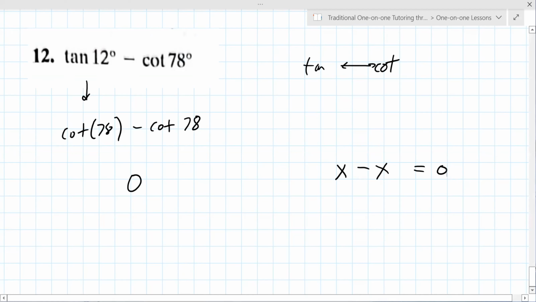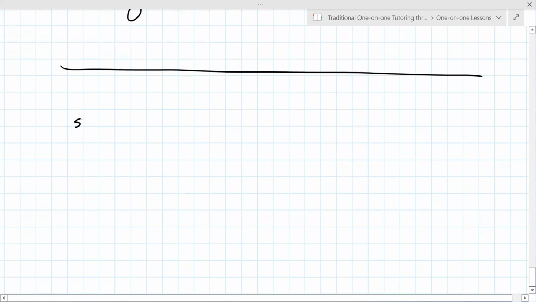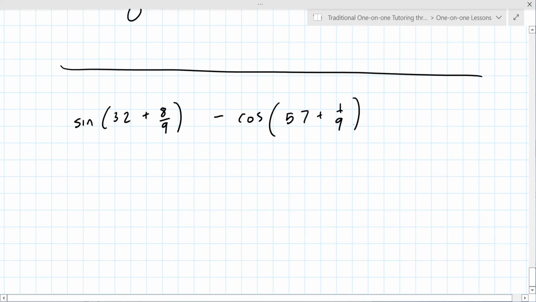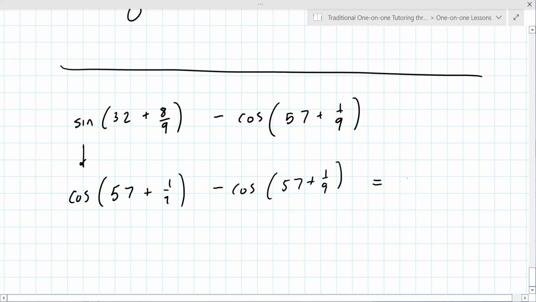So a similar problem would be sine of 32 plus 8/9 minus cosine of, I gotta be careful here so I get this right, 57 plus 1/9. And I'm choosing something that's ridiculous here just to emphasize this point. The sine here is the same as the cosine of 57 plus 1/9, minus the cosine of 57 plus 1/9. They're the same, so it's 0.